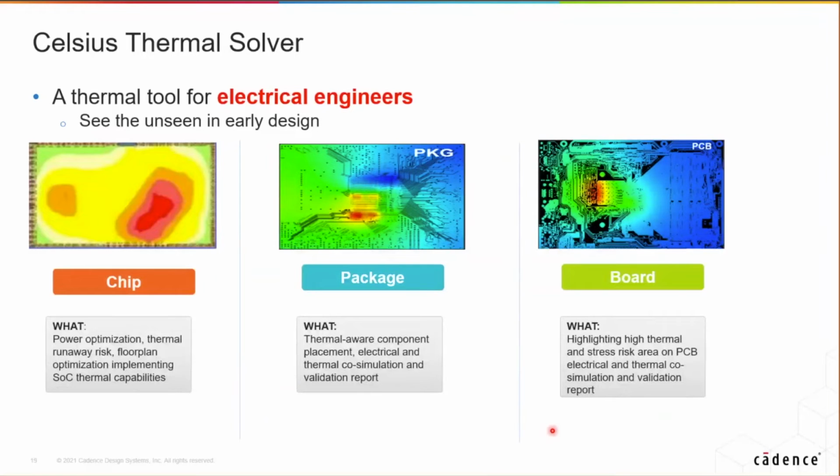Celsius is a thermal tool for electrical engineers. Whether you are a chip designer, package, or board designer, Celsius can help you to see all the thermal risk in early stages of a design. For example, if you are a chip designer, it will help you with power optimization, thermal runaway risk, floor plan analysis. If you're a package and board designer, you can do thermal aware component placement for electrical, and also you can do electrothermal co-simulation with validation report.